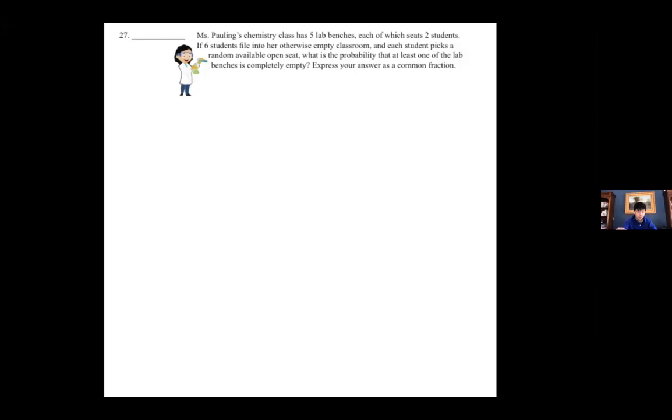Okay, I'll read it out first. So Miss Pauling's chemistry class has 5 lab benches, each of which seats 2 students. If 6 students file into her otherwise empty classroom and each student picks a random available open seat, what is the probability that at least one of the lab benches is completely empty?